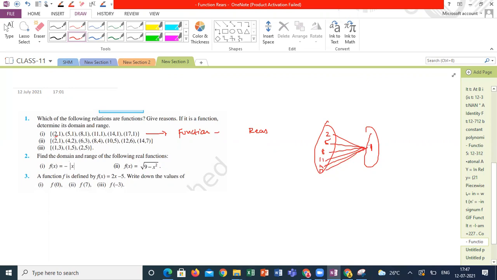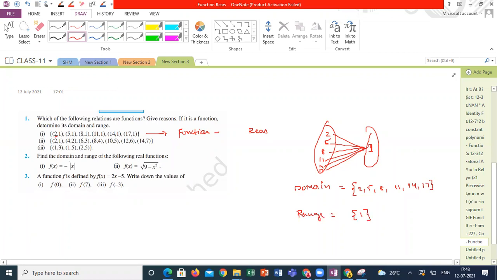And each and every element is a pre-image of an image. So what is its domain? The domain is 2, 5, 8, 11, 14, 17, and the range is 1. We can't say the codomain because it is not defined from what to what.